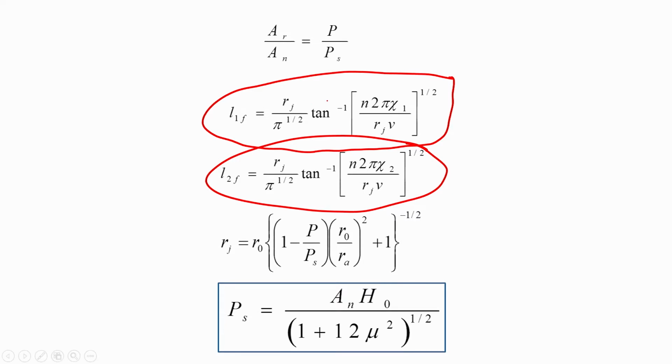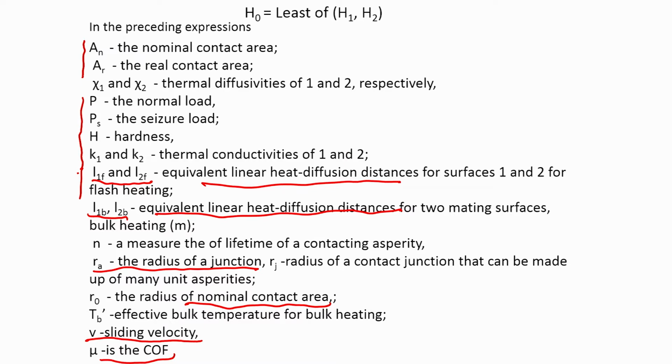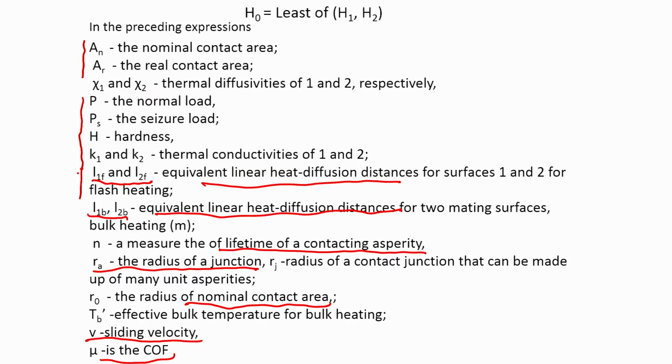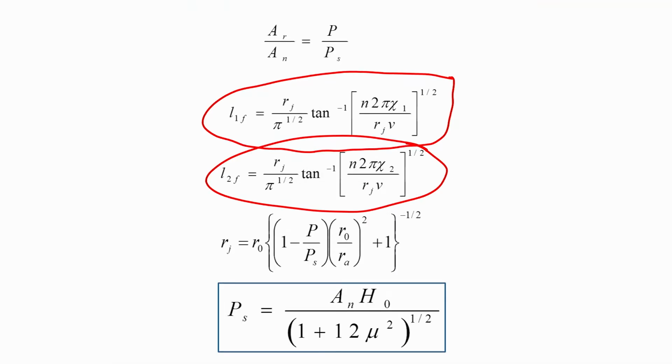This L1F and L2F can be calculated by these two equations. What you see here is L1F is equal to RJ by pi to the power 1 by 2, and the tan inverse is coming because of some geometric configuration. Now, what is N? N is the number of asperities, N is a measure of the lifetime of a contacting asperity. What is a lifetime? That means how much time this contacting asperity will survive in this particular case. Now, chi 1 and chi 2: they are the thermal diffusivities of 1 and 2. So, instead of K1 and K2, they have put chi 1 and chi 2, and from this you can calculate this. And RJ, how to find out the values of RJ?